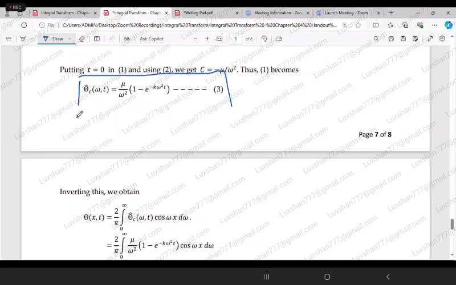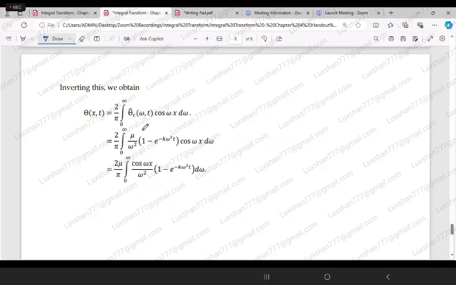Now I want to take the inverse Fourier transform for this one, because this is θ̄. So that becomes 2 over π, integral from 0 to infinity of this one. So we are giving the function in terms of an integral.